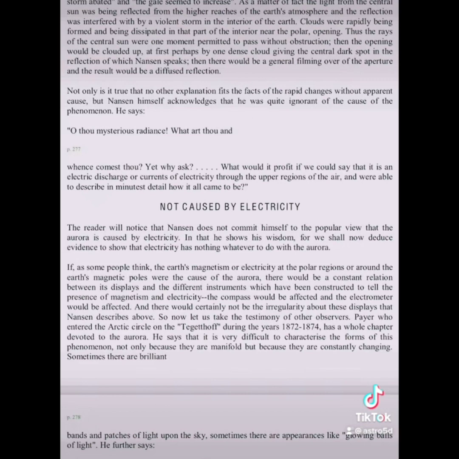Underneath, not caused by electricity. The reader will notice that Nansen does not commit himself to the popular view that the aurora is caused by electricity. If, as some people think, the Earth's magnetism or electricity at the polar regions or around the Earth's magnetic poles were the cause of the aurora, there would be a constant relation between its displays and the different instruments which have been constructed to tell the presence of the magnetism and electricity. The compass would be affected and the electrometer would be affected. And there would certainly not be irregularity about these displays that Nansen describes above.